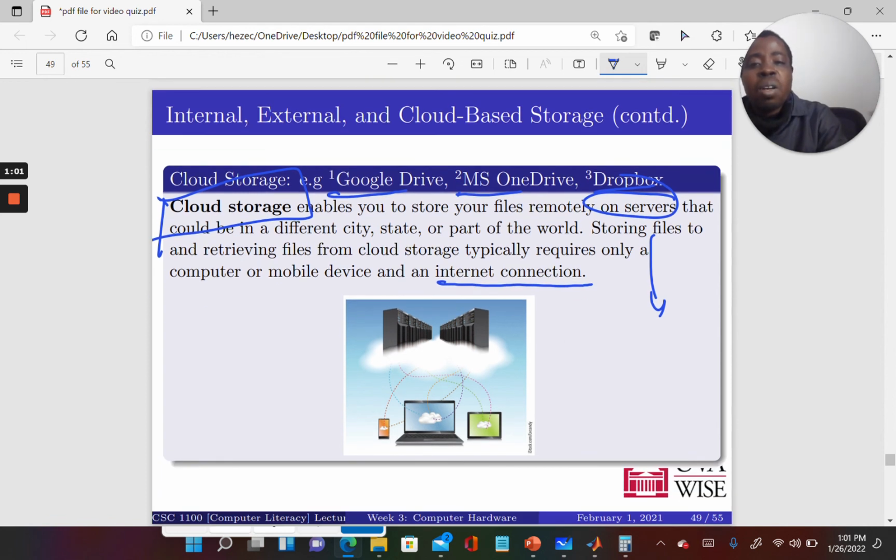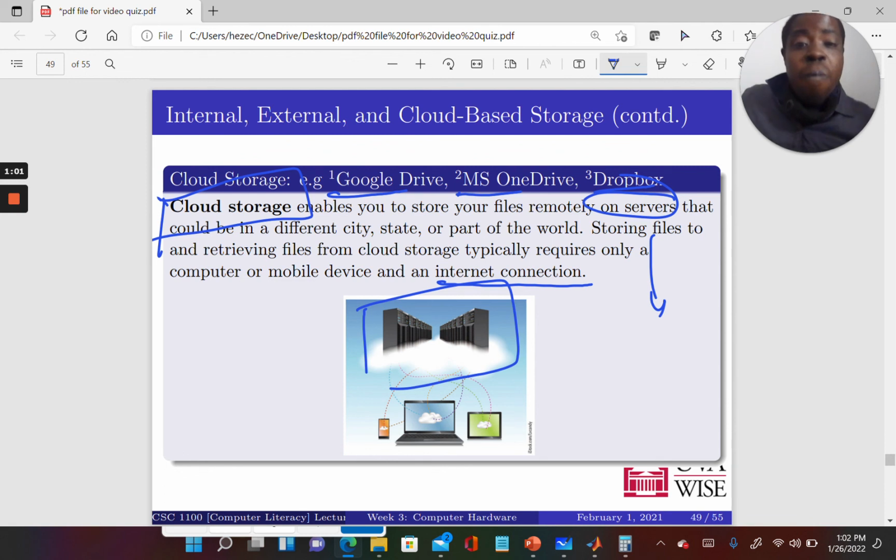So look at the cloud. Now, they put this in the cloud. It does not mean this machine is in the cloud. No, it might be, for instance, in California, in a big industry. And then look at it, it's very, very big. The servers are really very big.